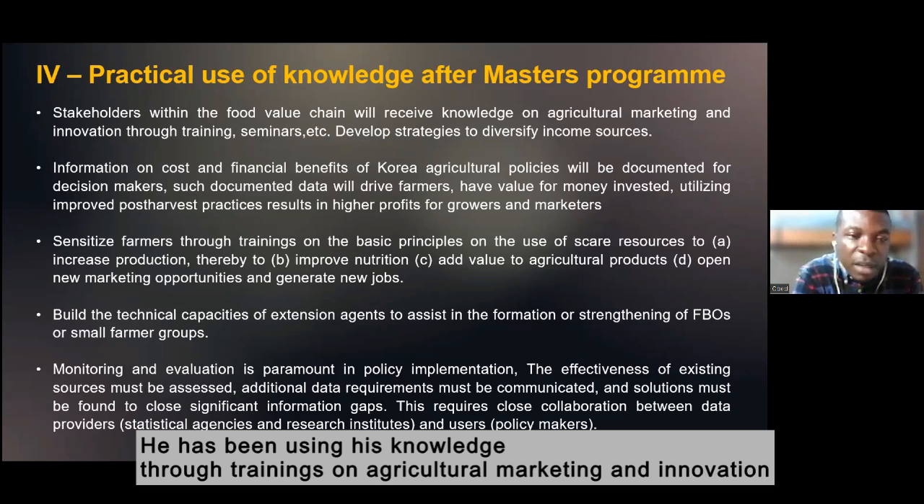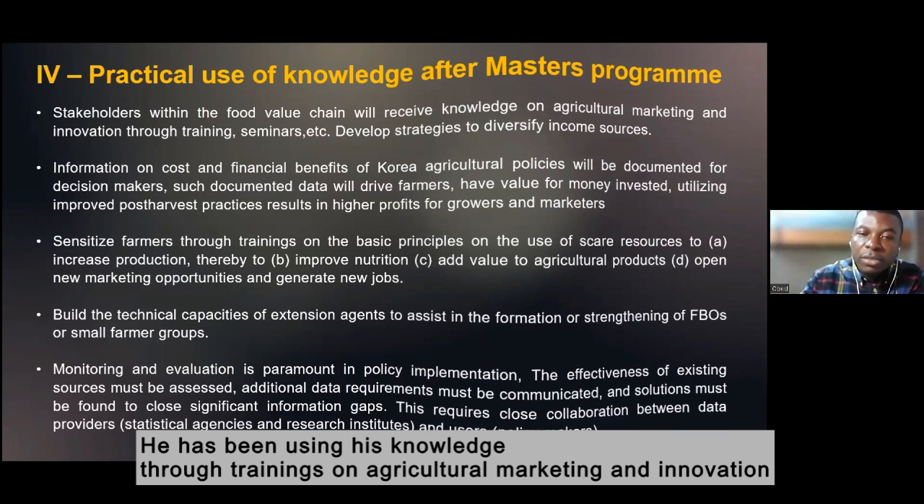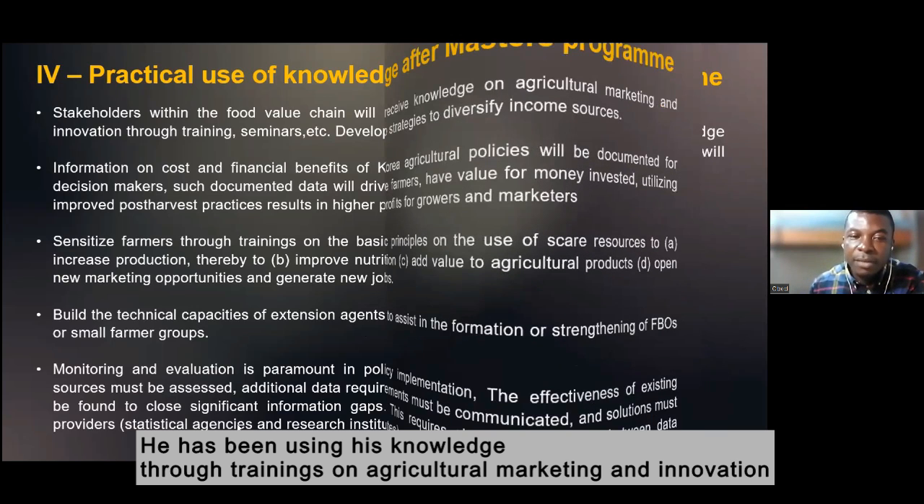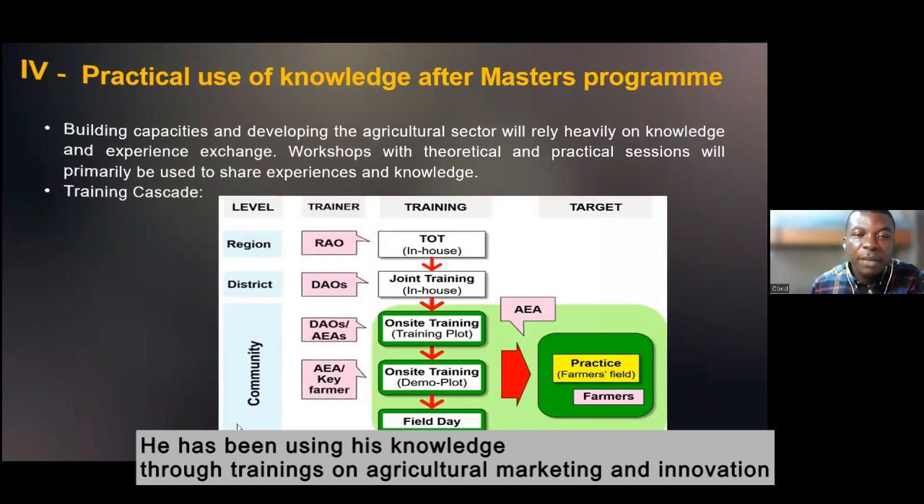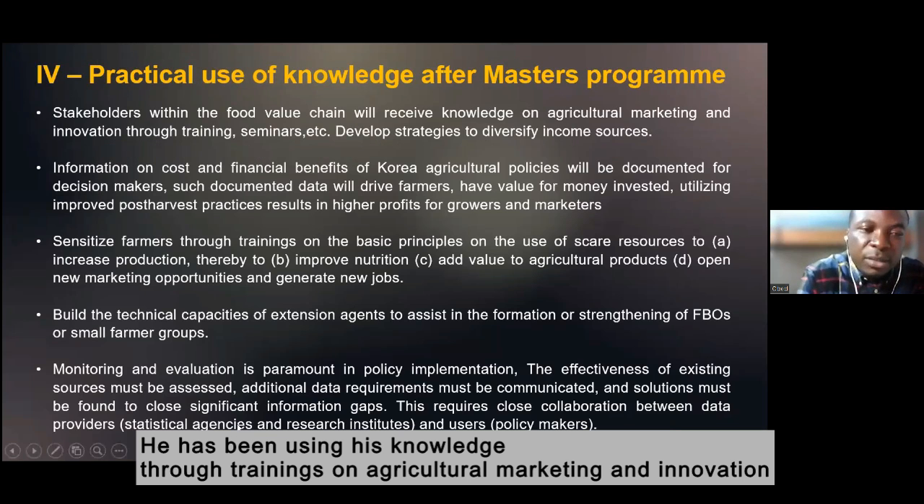I'm also into monitoring and evaluation. I'll say that monitoring and evaluation is paramount in policy implementation. The effectiveness of existing sources must be assessed. Additional data requirements must be communicated, and solutions must be found to close significant information gaps. This requires close collaboration between data providers and users.